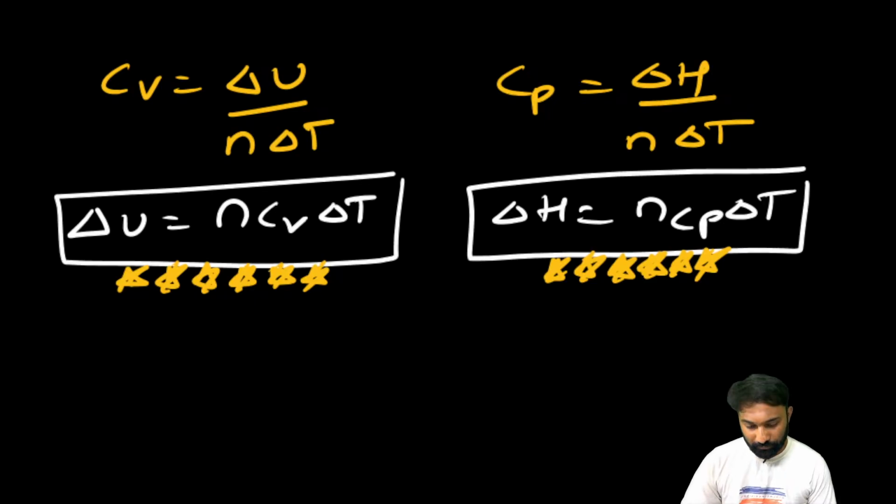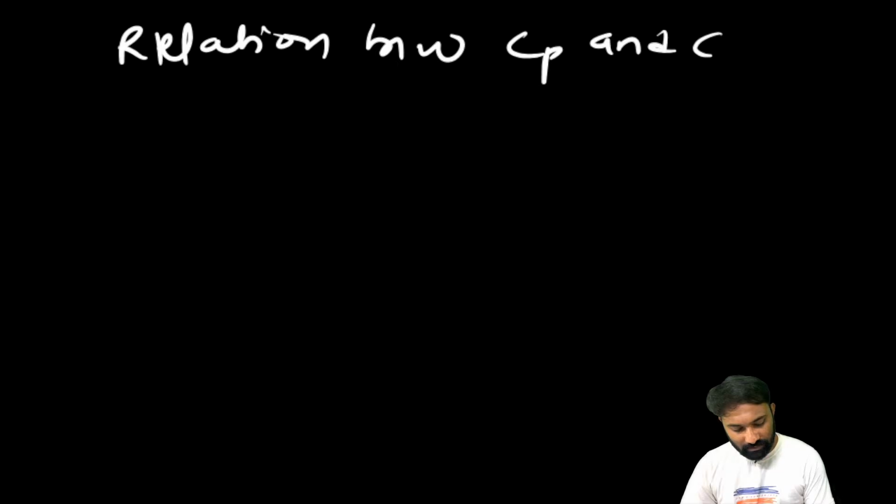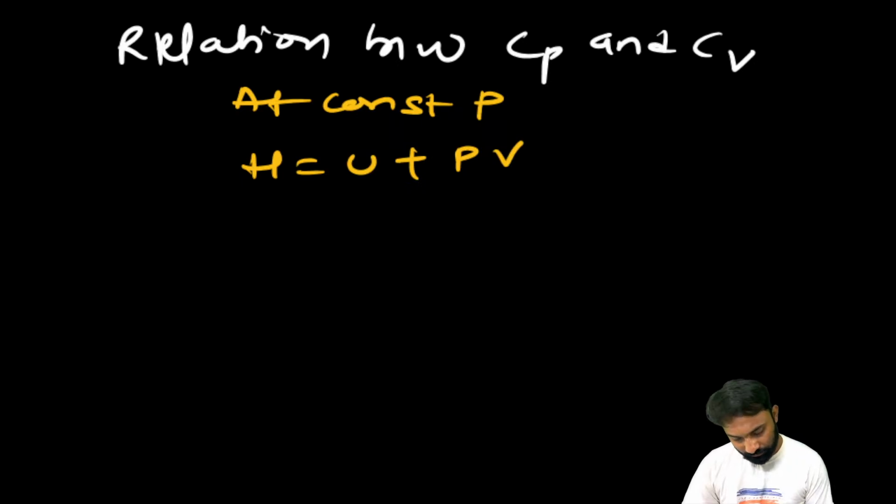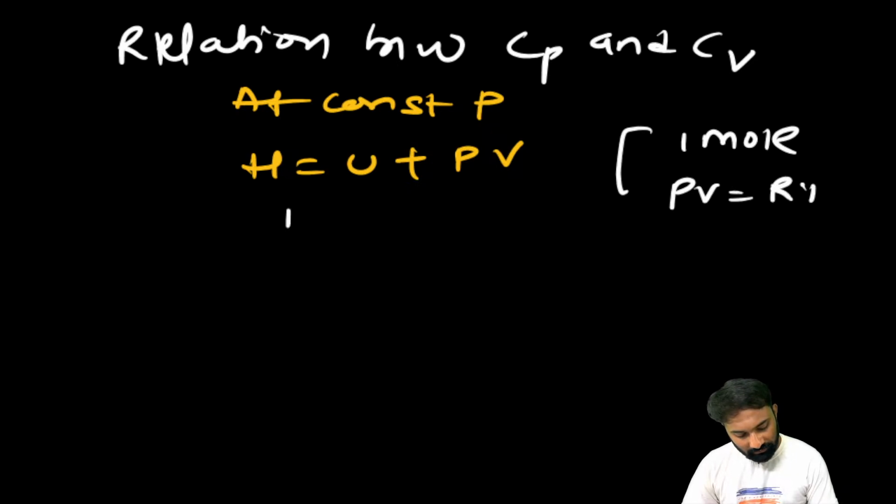Right? Now we'll see the relation between Cp and Cv. Now at constant pressure we know H is equal to U plus PV, the enthalpy formula. Now for 1 mole of gas, PV is equal to RT we know. Then H is equal to U plus RT.